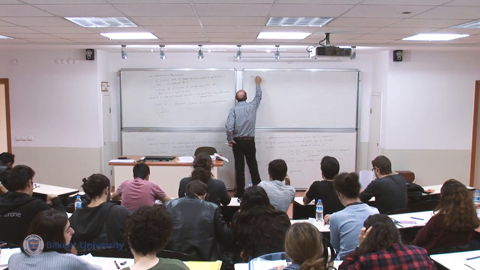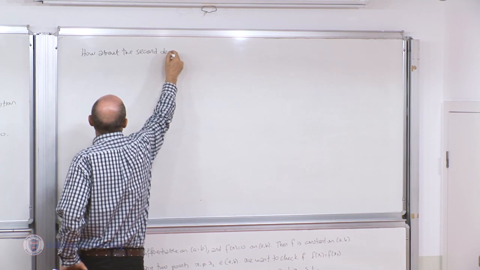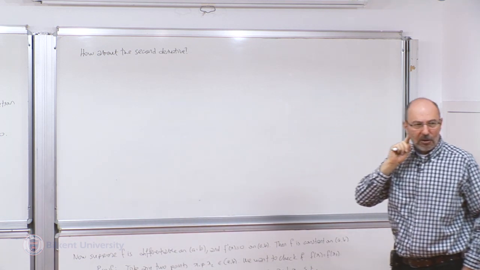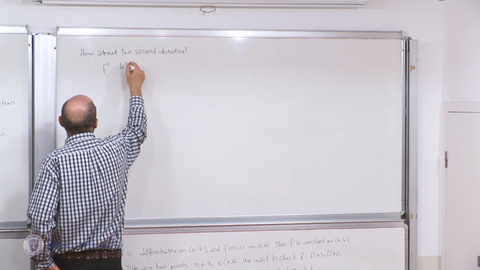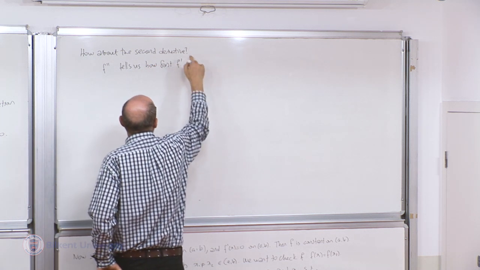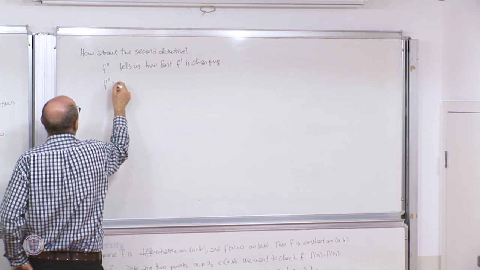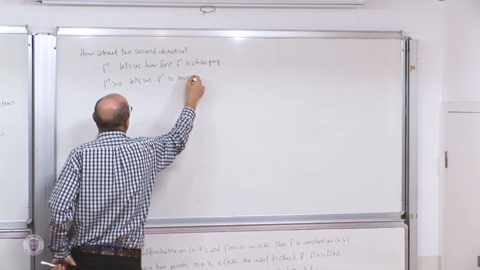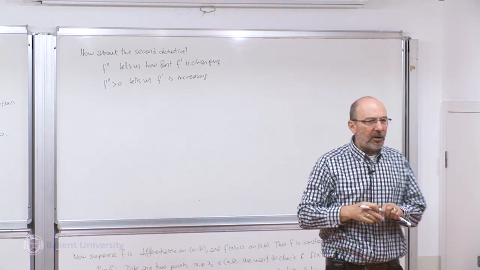So how about the second derivative? What information do we get from this? f double prime tells us how fast f prime is changing. So f double prime positive tells us f prime is increasing. And f prime is the slope of the tangent at that point.